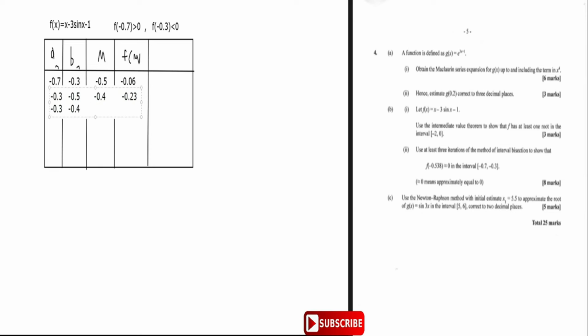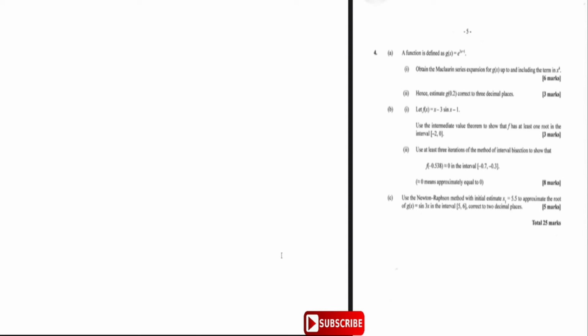So let's continue. The root lies now between negative 0.3 and negative 0.4. This is where the root lies. Okay. Let's look at the second part.